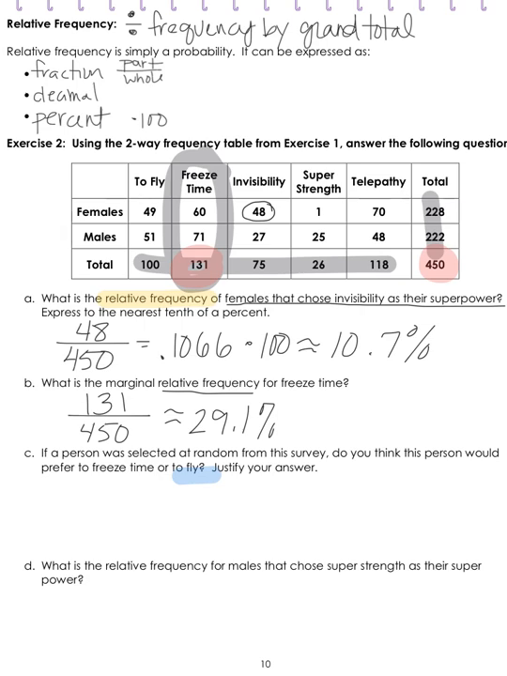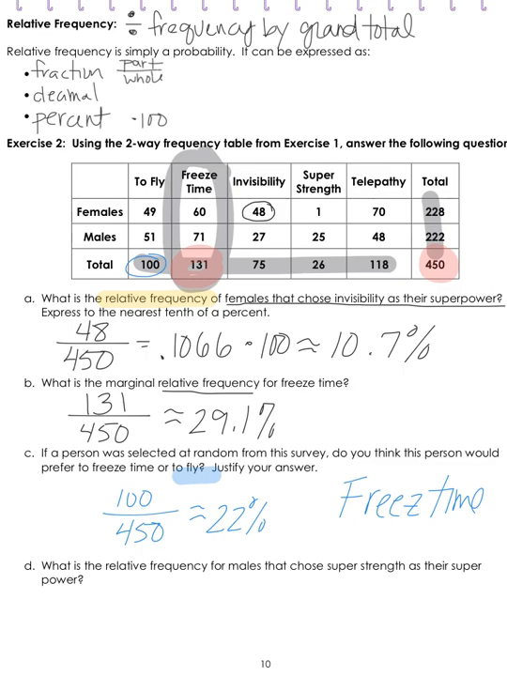So fly, where are you? Right here. Okay, so 100, and you can tell by the number, this is going to be smaller, out of 450, just to get the percentage, is going to be approximately 22%. So comparing the 29.1% and the 22%, do you think a person would prefer? So we're going to say freeze time. Okay, part of my work is in part C for that one.